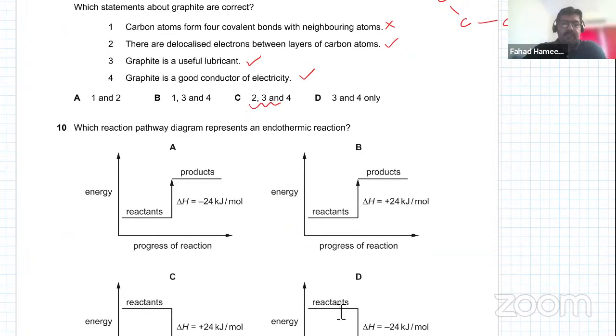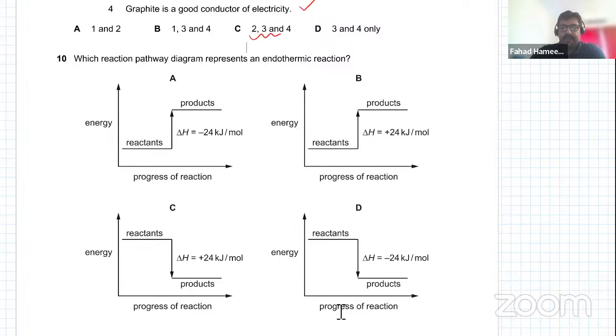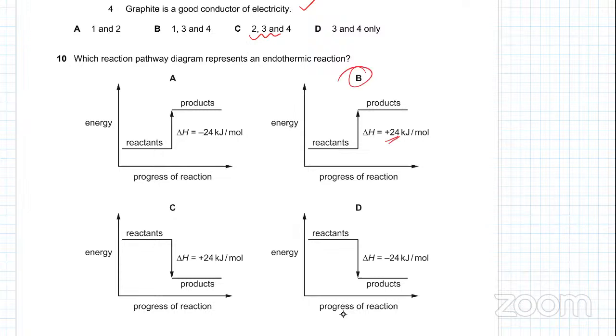So next one, which reaction pathway diagram represents an endothermic reaction? It's B. What's wrong with A then? It's minus, because minus is exothermic. Okay, next one.